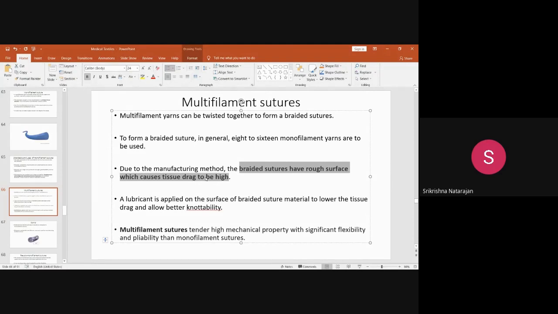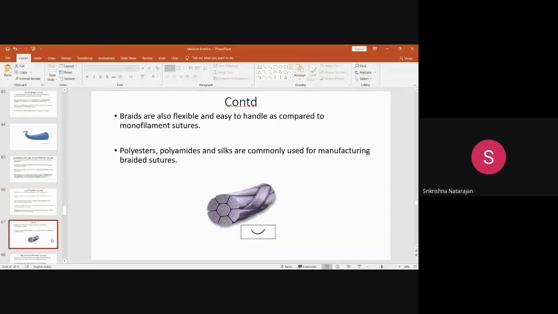And if you see the multifilament sutures, they have higher mechanical properties, that is the tensile strength and other mechanical properties like knot pull strength, which are higher in the multifilament sutures, with significant flexibility and pliability, than the monofilament sutures. So it is flexible and also pliable. You can see the structure of these multifilament braids. And another thing is it is flexible and easy to handle as compared to the monofilament sutures.